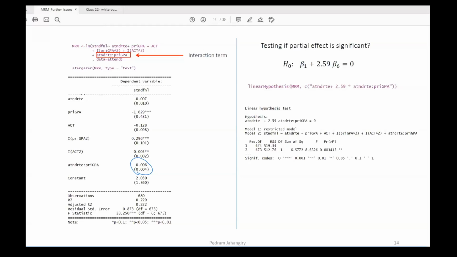Another way is that you look at the sign. Is this sign something that you like, positive or negative? If the sign is okay, but the magnitude is not, you can again make more convincing stories. Say, okay, you know what? The sign is there. So maybe if I increase the sample size, I can get a more significant coefficient. So this is a second approach.